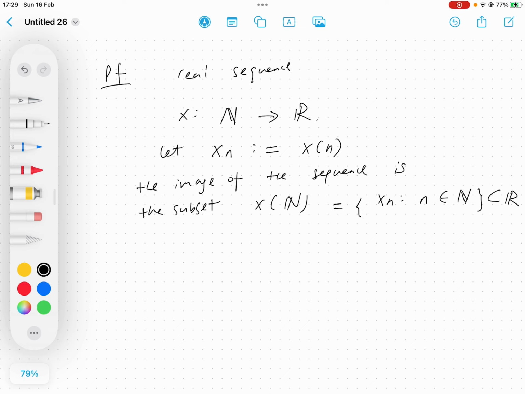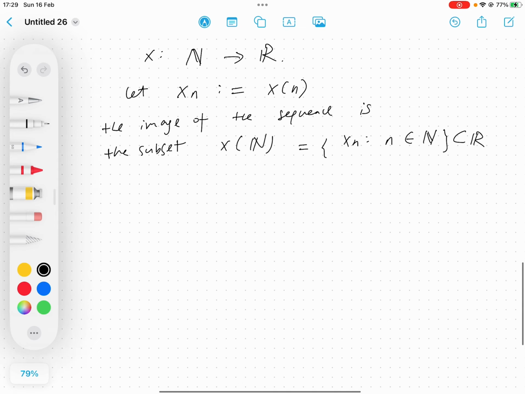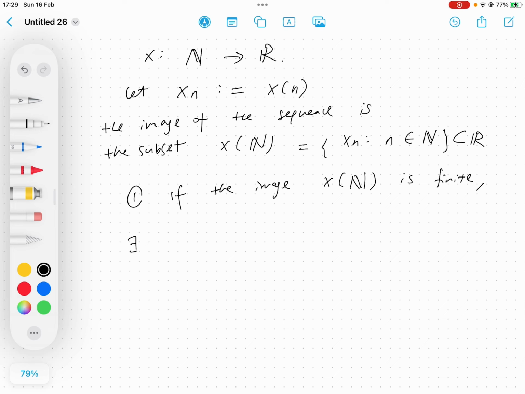For the first case, which is easier: if the image {x_n} is finite, then there exists some real number alpha such that x_n equals alpha for infinitely many of those n's.